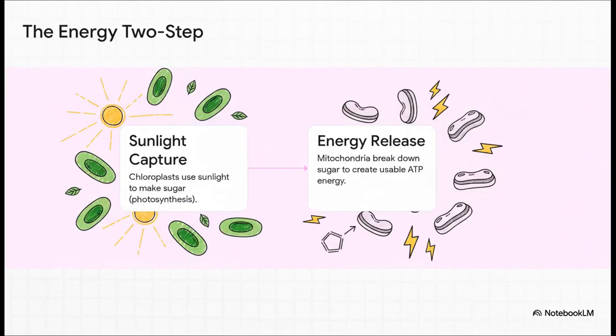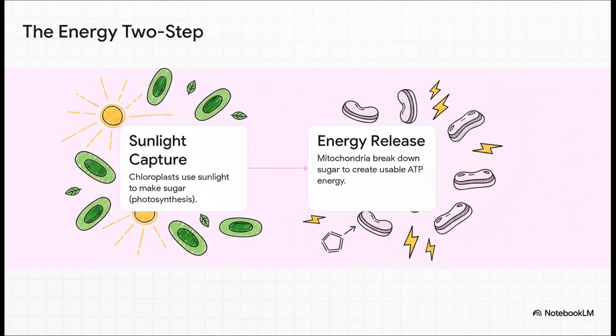Now, here's something that trips a lot of people up. They think, okay, plants have chloroplasts, animals have mitochondria, but that's not quite right. Plants actually have both. It's a two-step process. Step 1, the chloroplasts use sunlight to make the sugar. Then step 2, their mitochondria, just like ours, break down that sugar to release the energy.